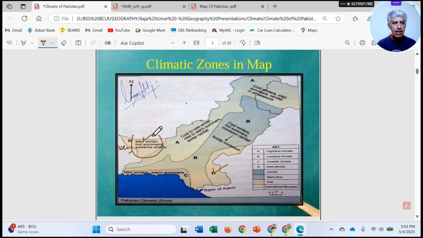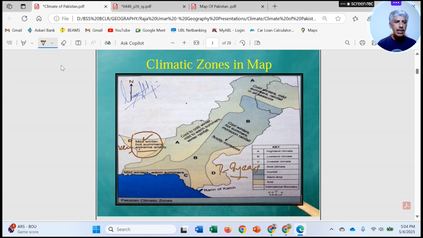If I'm discussing this D point, it means that it applies to this D as well. Then extreme aridity. It is said that in the Thar Desert, here in Sindh province, it rains after every 7 to 8 years. This shows how dry the region is.